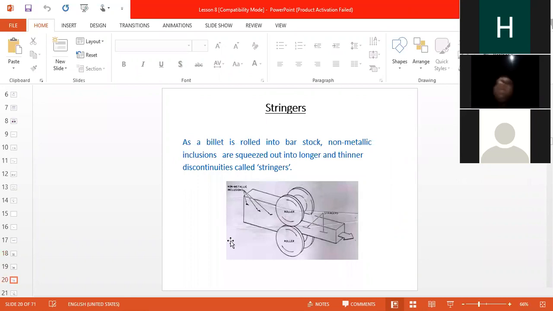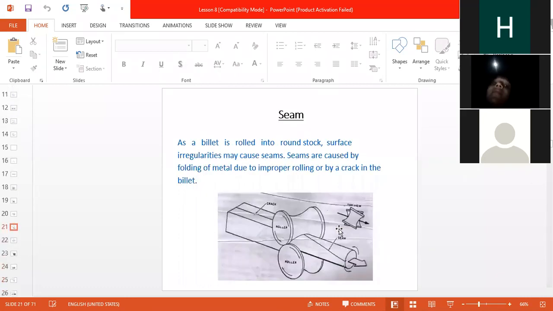Now you see the stringer. This is non-metallic inclusion. You know, in the ingot stage we are getting non-metallic inclusion because of accidental mixing of non-metal. But after rolling, the size and shape of this non-metal will be changed. It's like this, and then we can say stringer. So stringer is also a rolling defect.